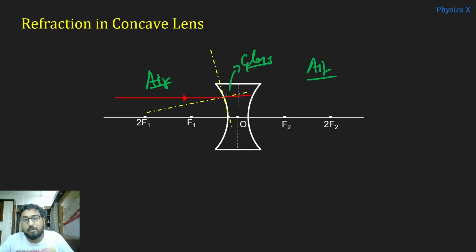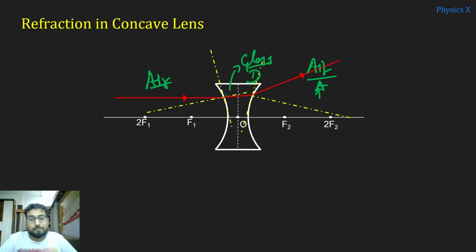Now again at this point we are having glass and air. That is, now this is denser and now this is rarer medium. So denser to rarer means away from the normal. So we will draw the normal and the surface. This is the surface tangent at this point, and this is the normal. Again we will see that it will bend away from the normal.